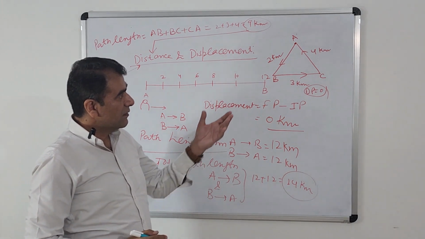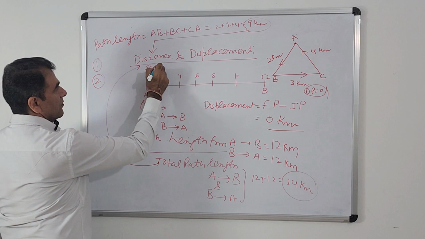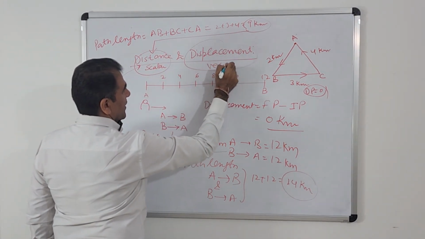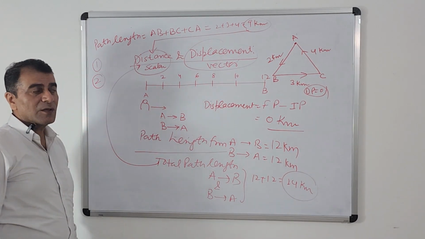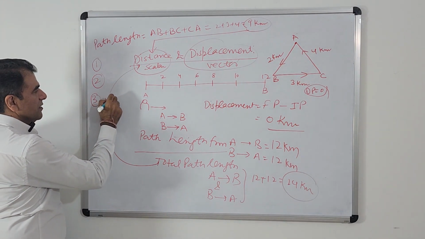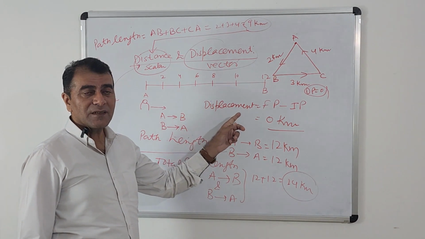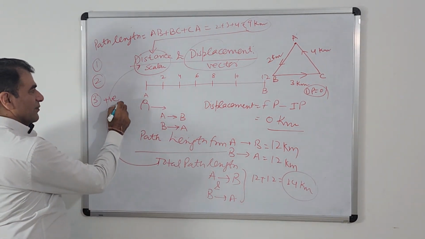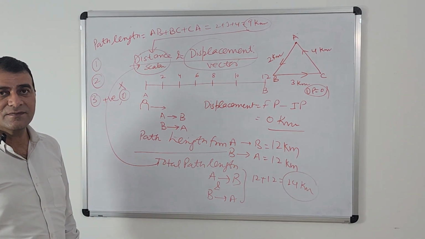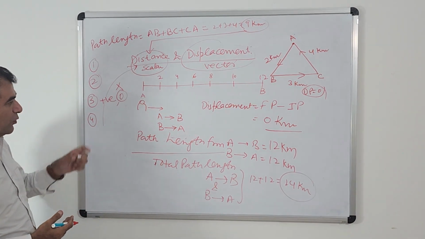Second, distance is a scalar quantity. I told you distance is scalar and displacement is vector. Okay, now third difference, distance is always positive, right? But distance can never be 0. Mind it, distance can never be 0, but displacement can be 0. Now we have 3 differences.